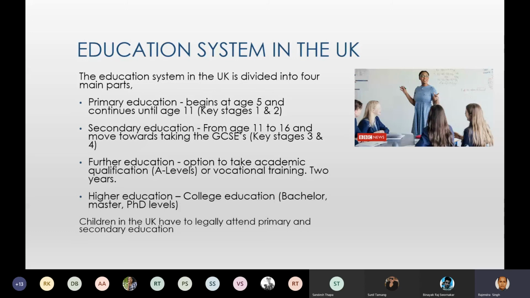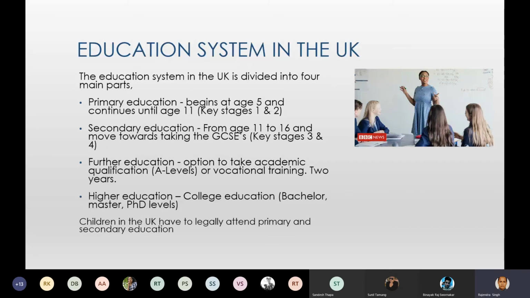When they pass this examination, they get the GCSE certificate. With that certificate, they can either start working or join A-level classes, kind of similar to what we have here, +1 and +2. A levels last for 2 years, and there are different courses under A-level courses.